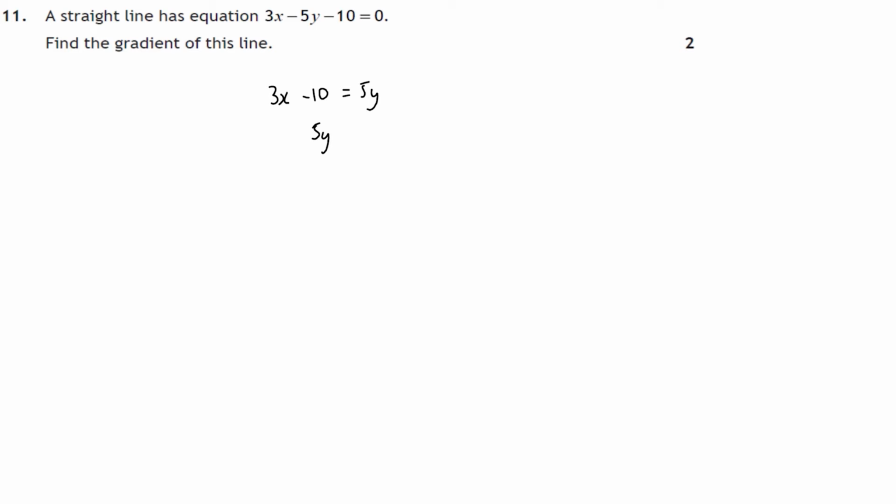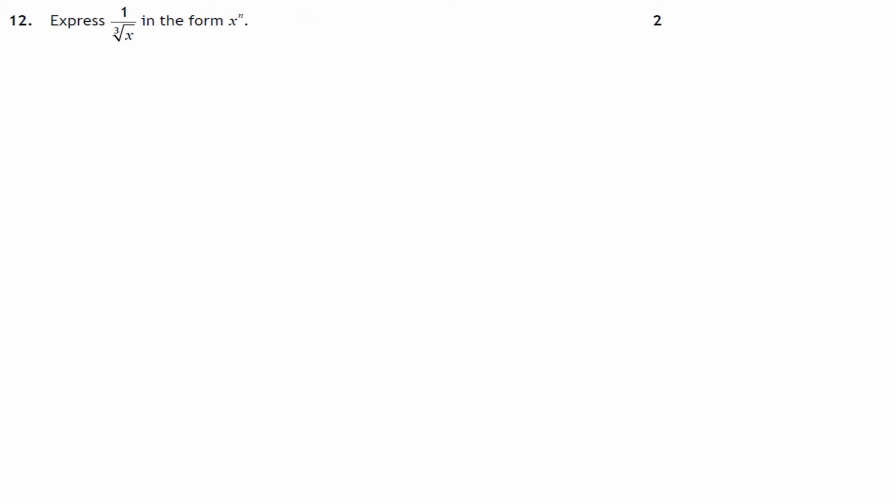I can flip the whole thing just so it's a wee bit more comfortable and a wee bit more the way we're used to seeing it. And then divide everything through by 5. So we divide the 3 by 5, we get 3/5, divide the 10 by 5, we get 2. Remember, this is compared to y equals mx plus c, so the coefficient of the x term is our gradient, so m equals 3/5.